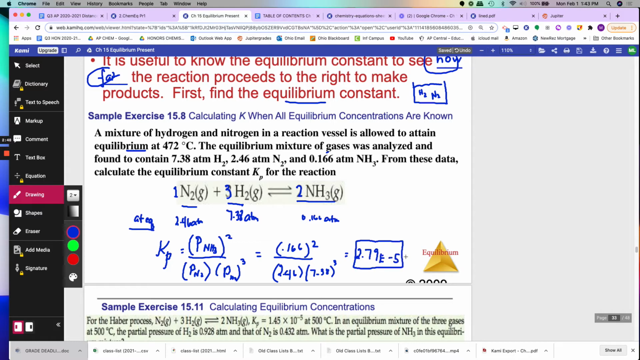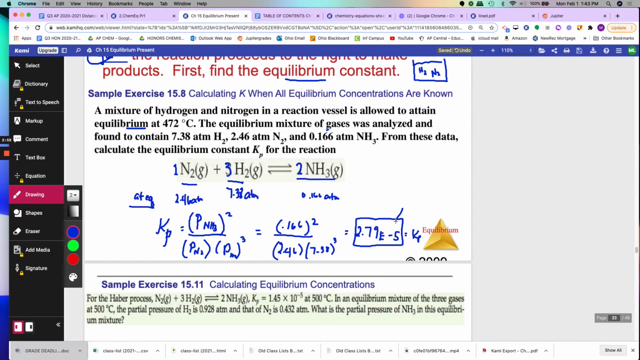This is Kp. So you might wonder, what is that used for? This Kp here will tell us a few things. So first, since it's very small, it's 10 to the negative 5, that means that since Kp is equal to products over reactants, and if this number is small, that means the product's amount is small and the reactant is big.